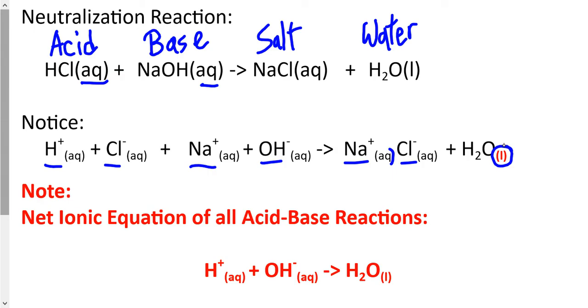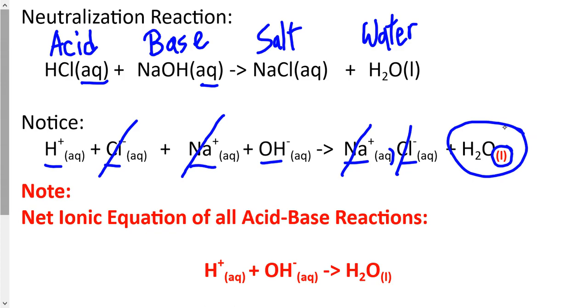And this is the important part for an acid-base neutralization reaction. Look at chlorine from your left side, and then look at chlorine on your right side. It remains exactly the same. If you look at sodium ion from your left side and sodium ion from your right side, it remains exactly the same. However, H plus and OH minus is not the same on your right side because they form water.